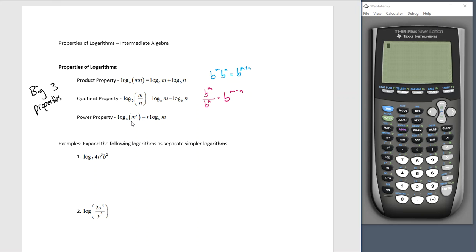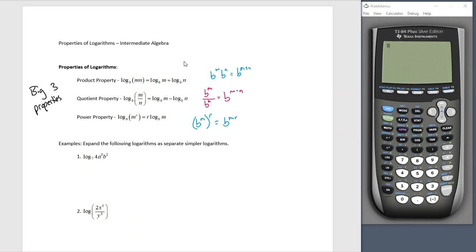The power property says log base b of m to the r power is r times log base b of m. And why is that? If I have b to the m to the r power, right, an exponent raised to an exponent, I multiply.